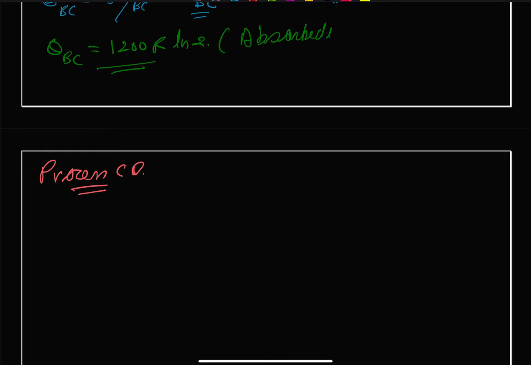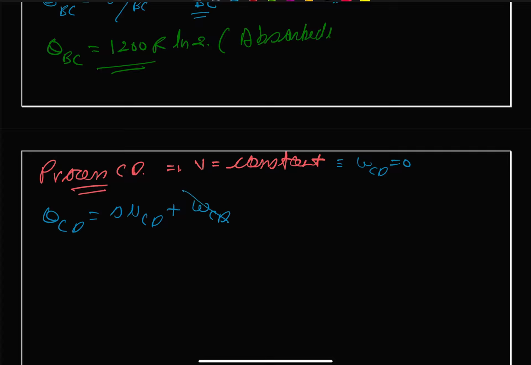Process CD, and in this process the volume is constant, so we know that our work done will be equal to 0. So we can say work done for our CD will be equal to 0. So if we use our QCD will be equal to delta of UCD plus W of CD, which is 0.